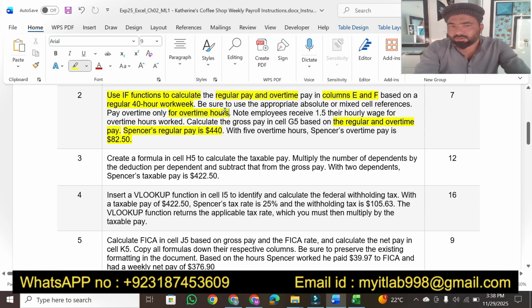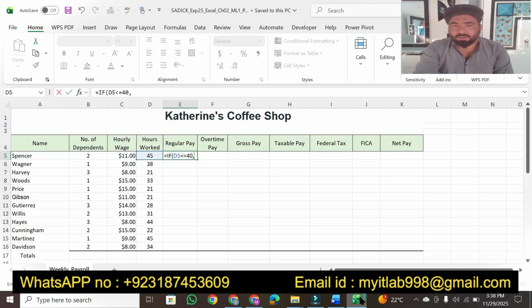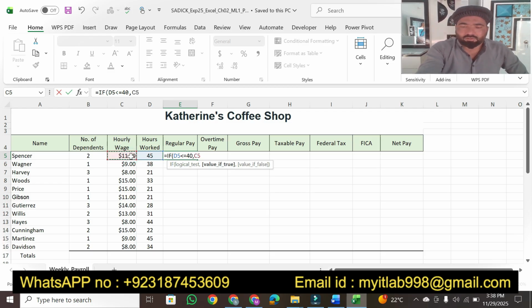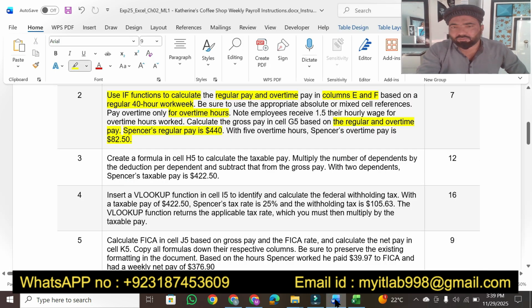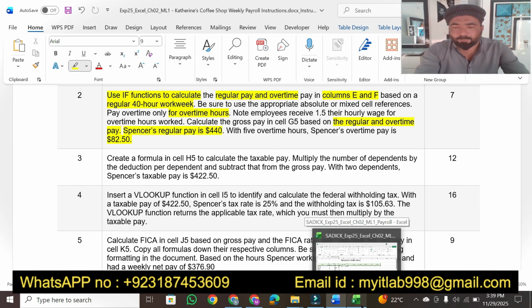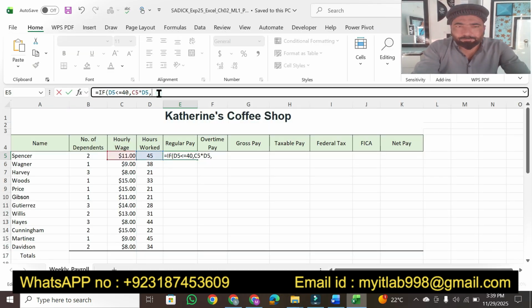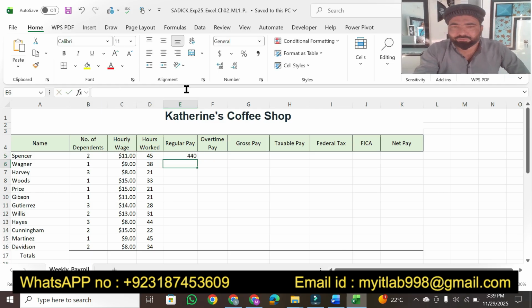Okay, if this is this one, then we have to multiply this with this. Okay, else if there is some hours available for extra time, then we simply multiply 40 by this C5. Okay, then simply close parentheses and press enter and we get a result.